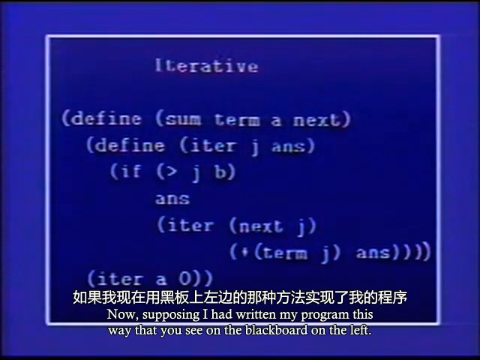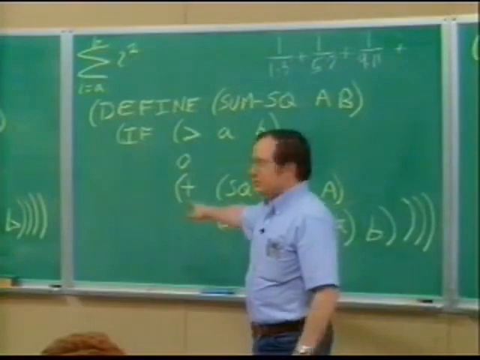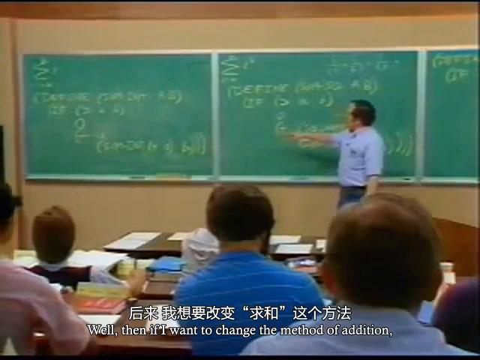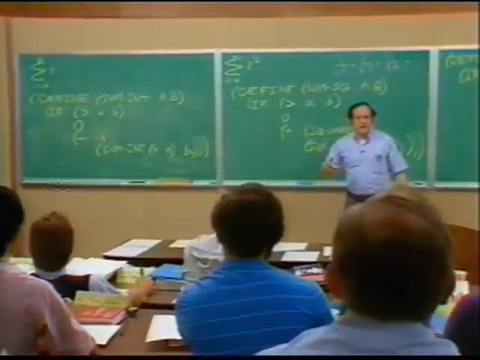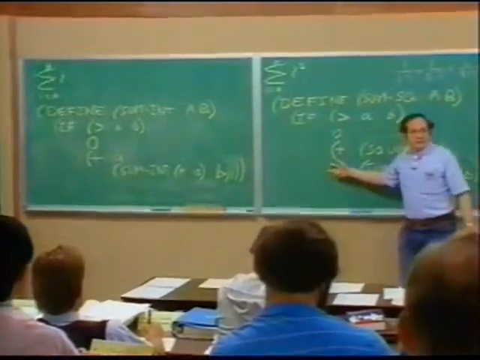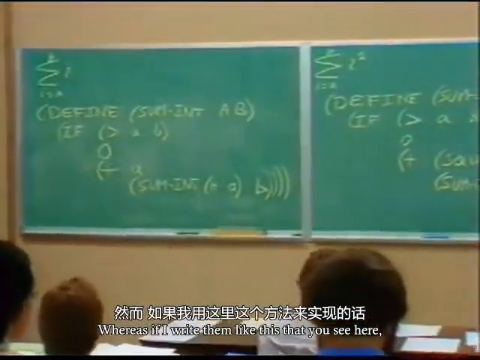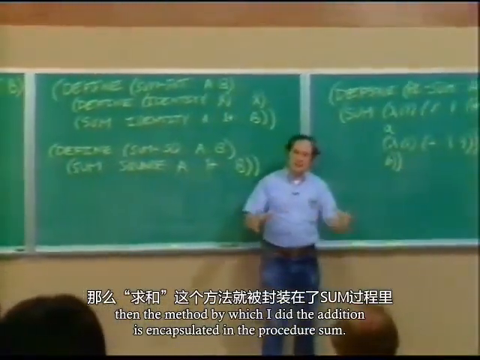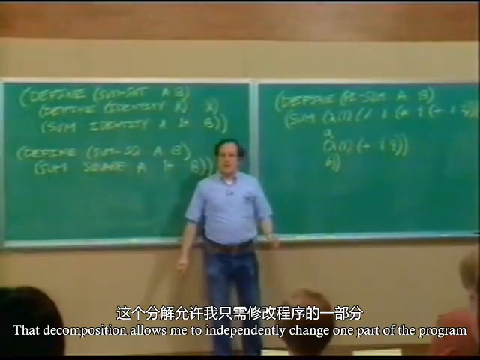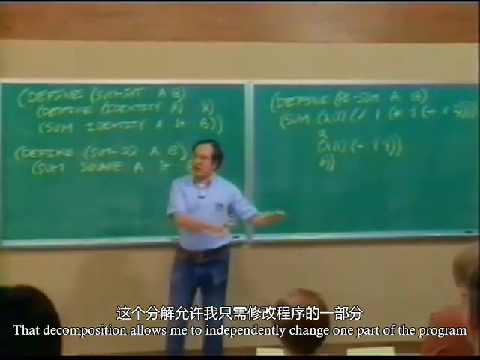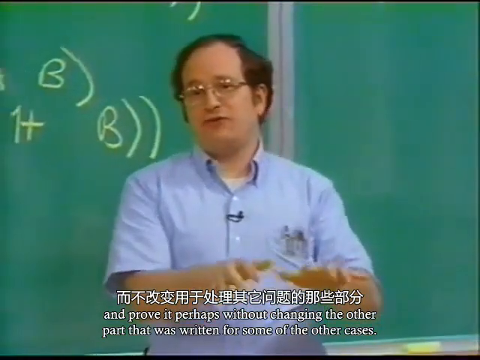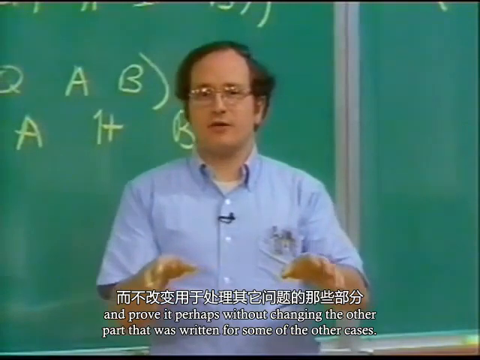Now, supposing I had written my programs this way, that you see on the blackboard on the left. Well, then, if I want to change the method of addition, I would have to change each of these. Whereas, if I write them like this, that you see here, then the method by which I did the addition is encapsulated in the procedure sum. That decomposition allows me to independently change one part of the program and improve it, perhaps, without changing the other part that was written for some other cases.